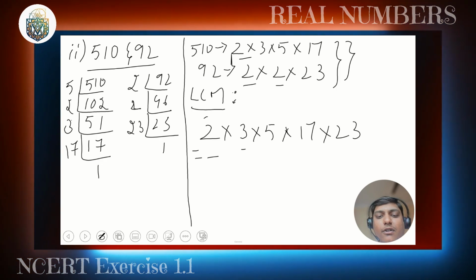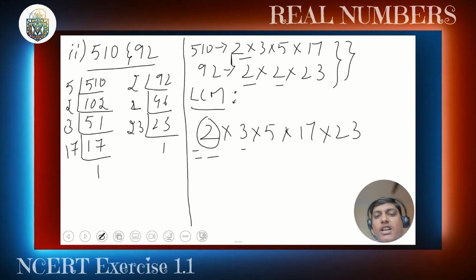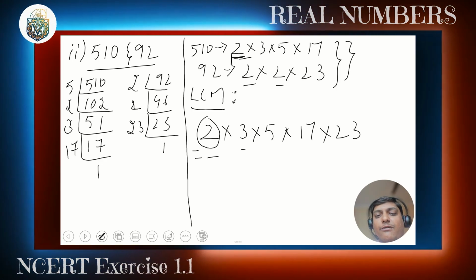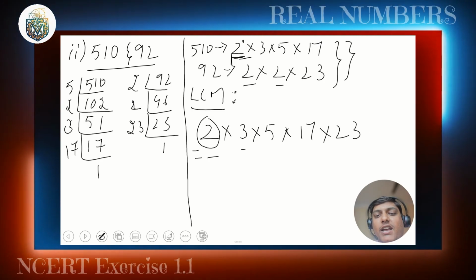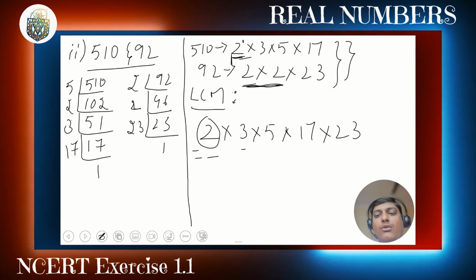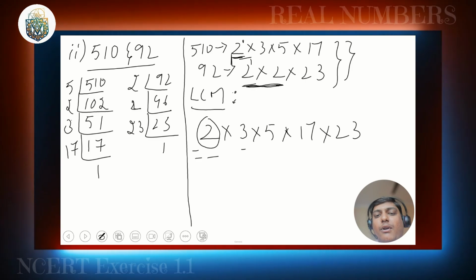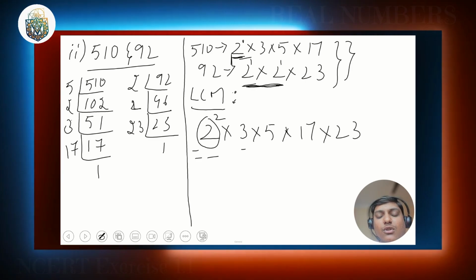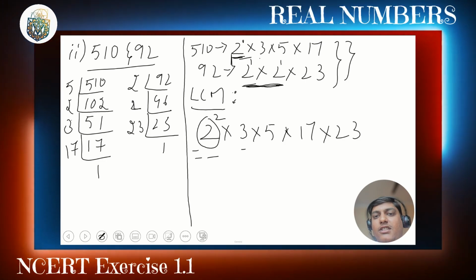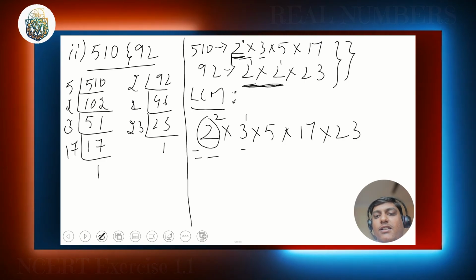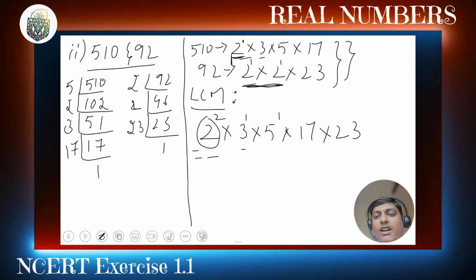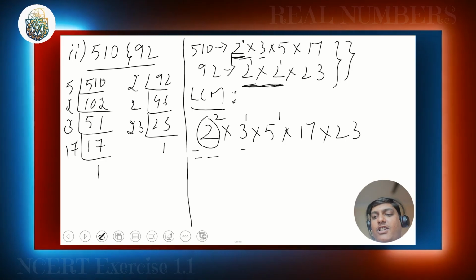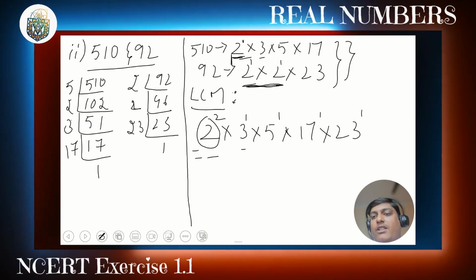Please remember, for 2, in 520, it is in 510 it is only power 1, but here in 92 it is power 2 because it is repeated 2 times, 2 power 1 and 2 power 1, correct? So you have to take the greatest power. So greatest power is 2 power 2. Then if I check for 3, it is only 1, correct? Then if I check for 5, it is only 1, correct? It is not repeated in 92. Then if I check for 17, it is 1, and 23 is also 1.